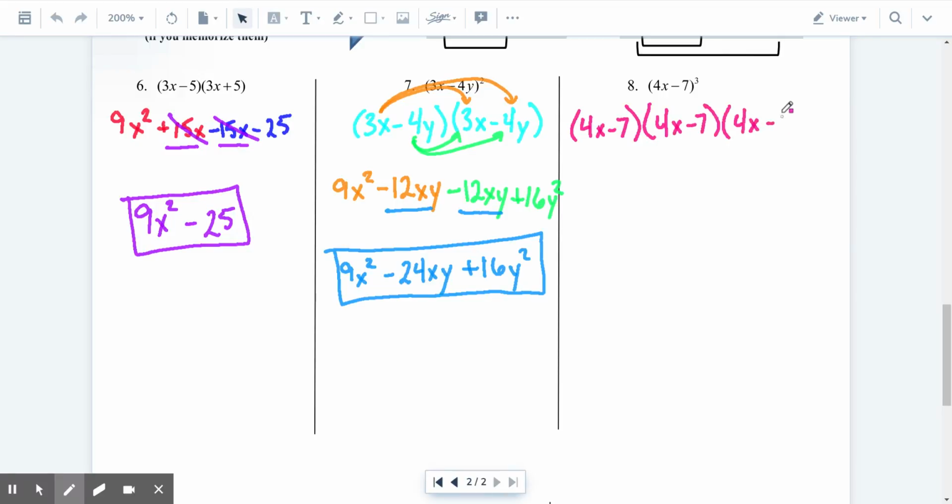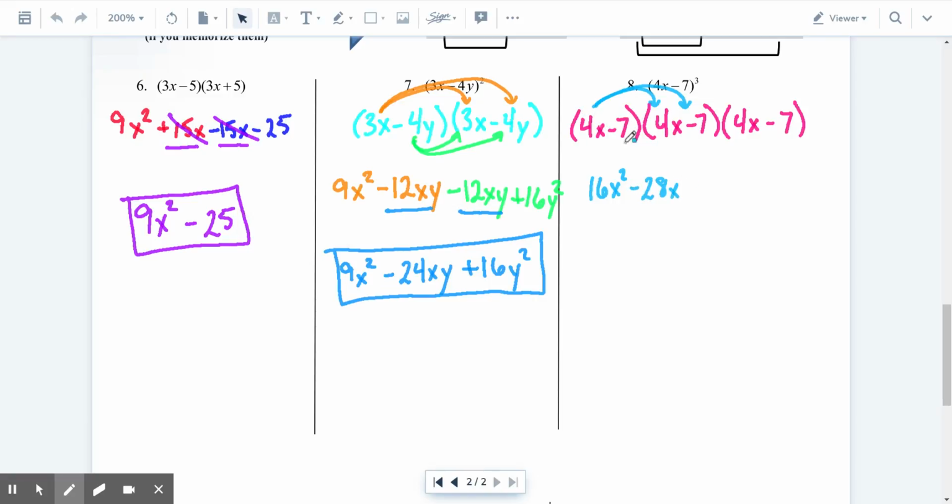If two parentheses weren't enough fun, 3 is going to make it even better. Don't worry, we don't do this very often, but just so you know, what you could do when you need to multiply 3 sets of parentheses is just ignore one of them. Don't even pay attention to this last one. Save it for later. Let's multiply the first two together first. Okay, so let's try that out. Let's take our 4x times the 4x over here. That's 16x squared. Let's take 4x times negative 7. That's negative 28x.